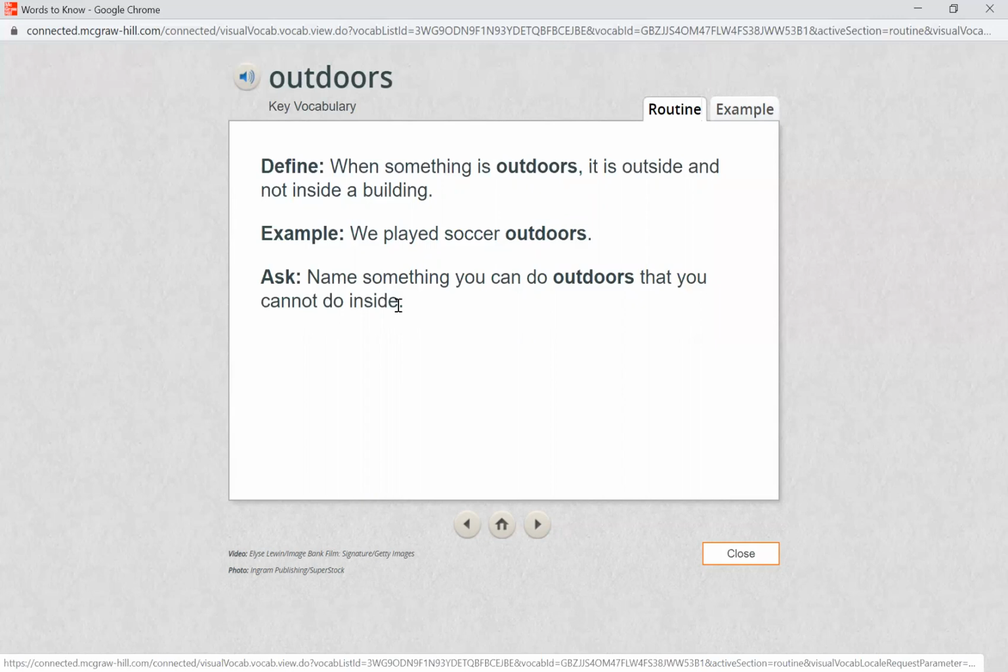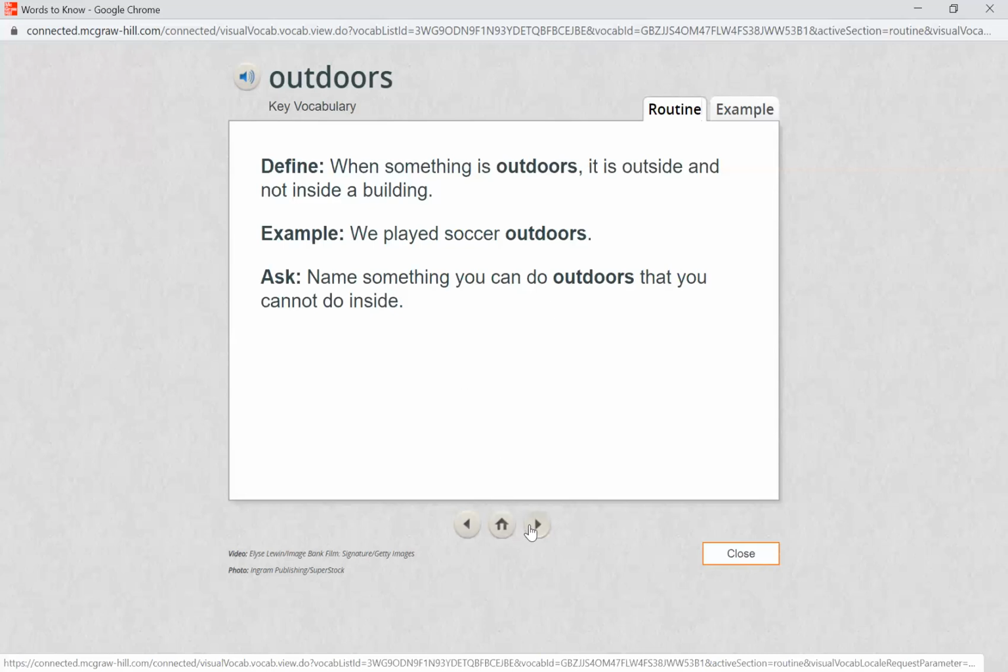So now think, name something you can do outdoors that you cannot do inside. I know one. I know my mom doesn't like when my brothers bounce the ball inside. So she tells them to go outdoors. So that's something they can't do inside. Is there anything that you can't do inside of your house that your parents tell you to go outside and do, or to go outdoors and do?